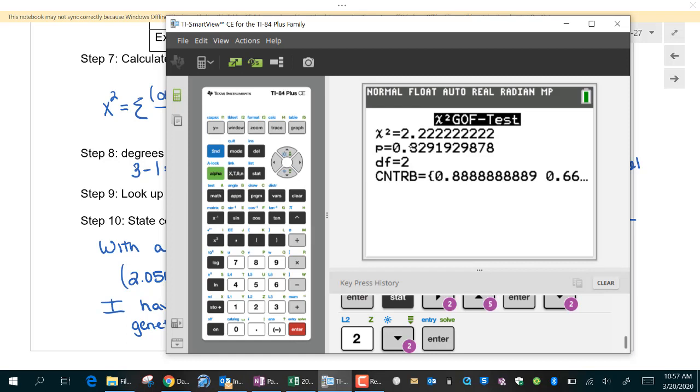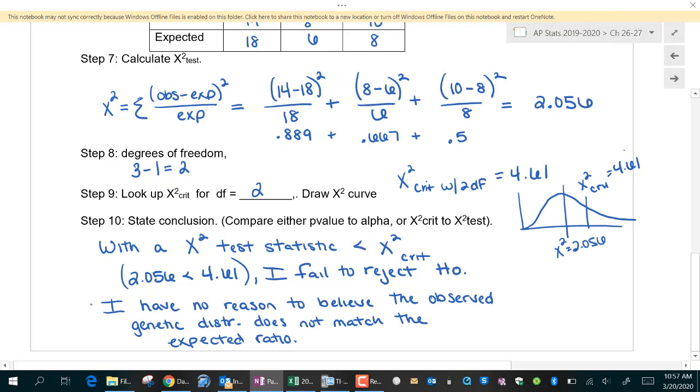Here it gives me a chi-squared test statistic of 2.22, a p-value of 0.033, and then 2 degrees of freedom. So again, if I use the p-value, because it's less than 0.10, I would fail to reject in that case as well. Now, I'm going to ask you to go on to the next page, try completing that on your own, and then I'll have another video to walk you through that.